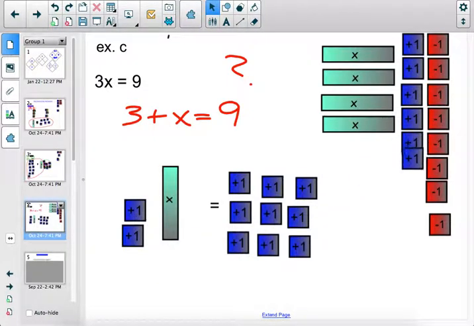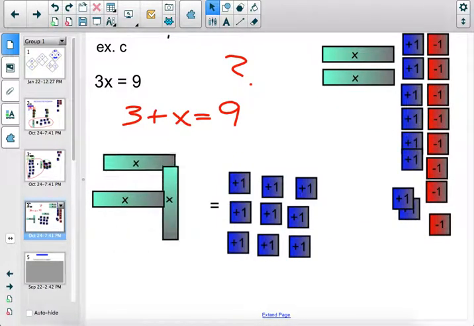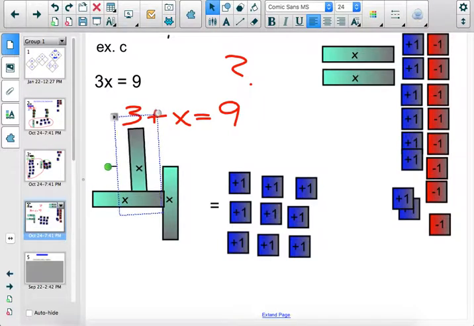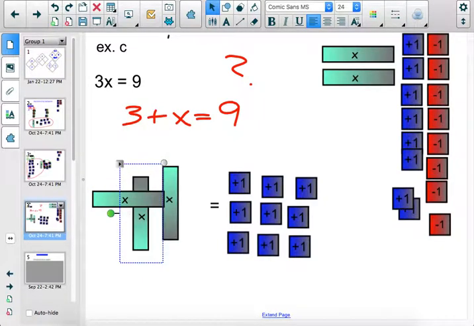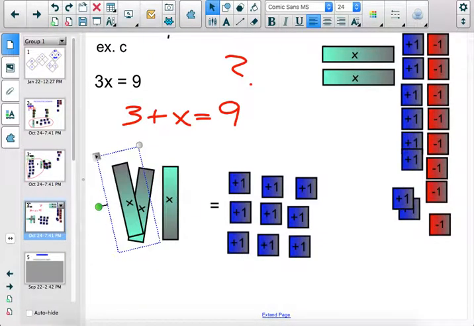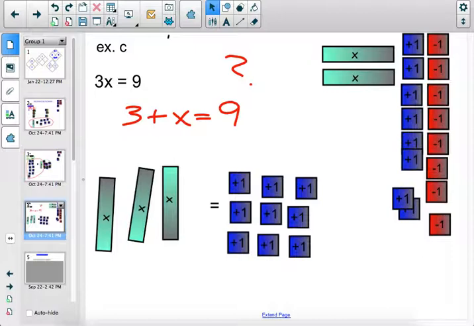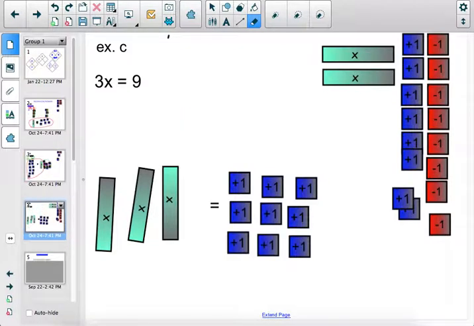So I'm gonna put these back, and I'm gonna bring these ones over. Okay. That's good enough. Alright, so now we have 3x equals 9. This is how it would be represented. Good job, Alex, for correcting that.